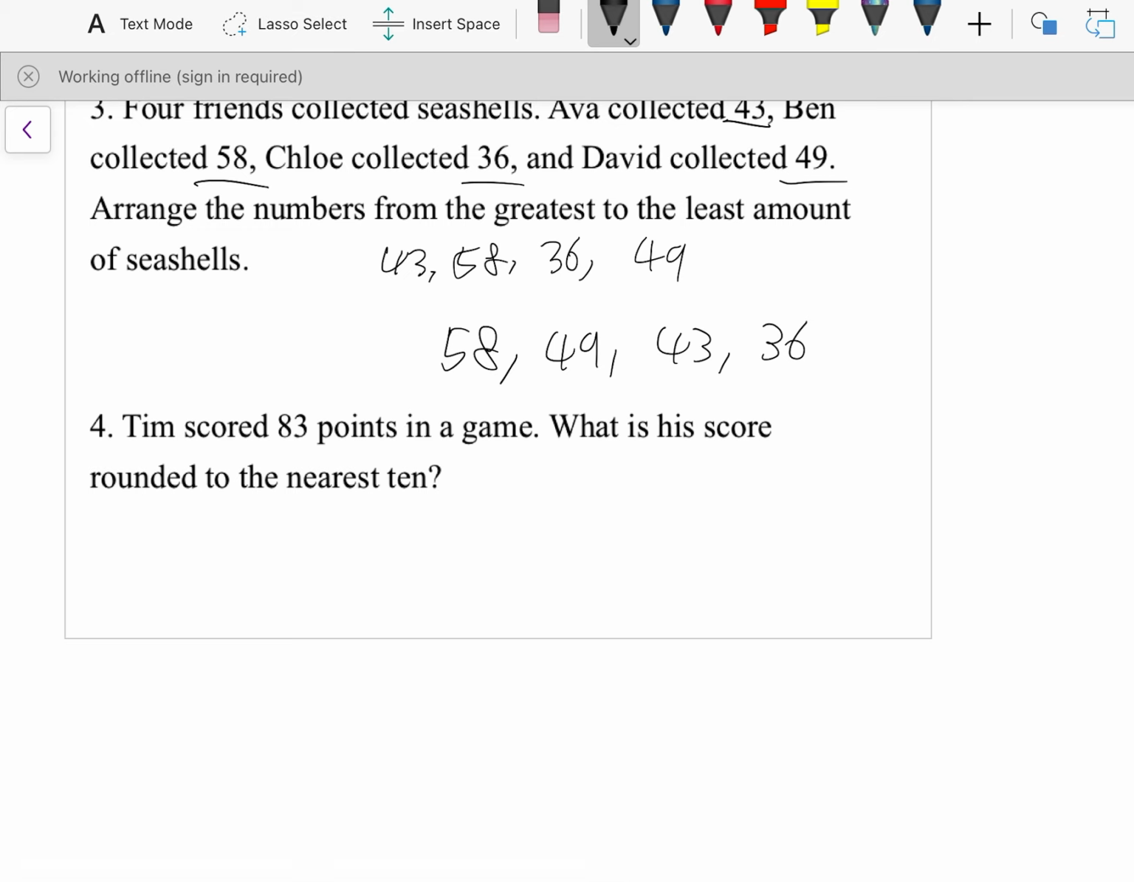Number 4, a team scored 83 points in the game. What is the score rounded to the nearest 10? So since 83 is less than 85, that means it's closer to 80 than it is to 90. So we're going to round down to 80. And that's it.